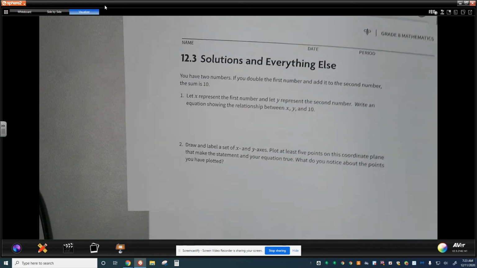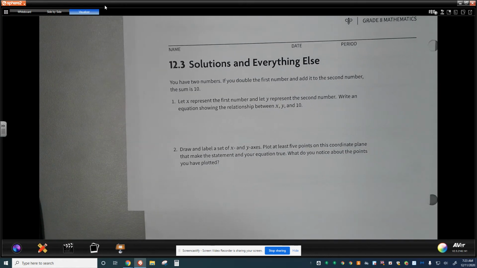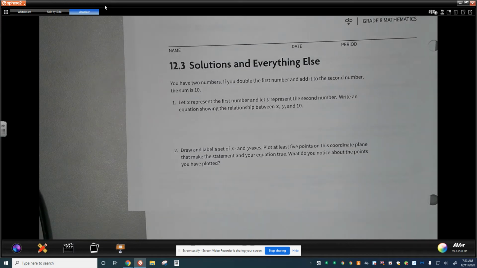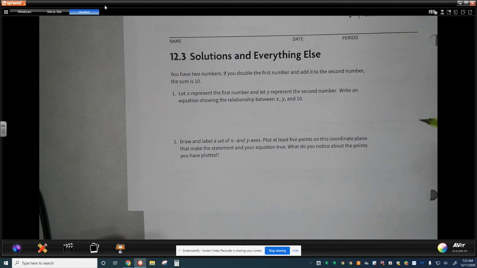Moving on to just something a little bit different. When we talk about this, I keep talking about these solutions. What is a solution? Well, a solution to an equation is any pair of values, x and y, that make the equation true. So it has to be on that equation or on that line to make it true.